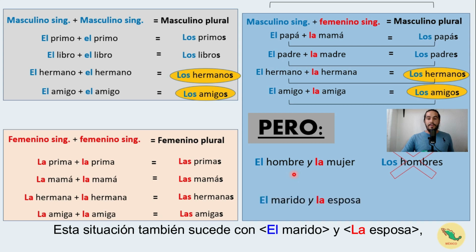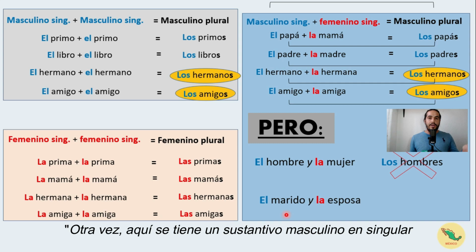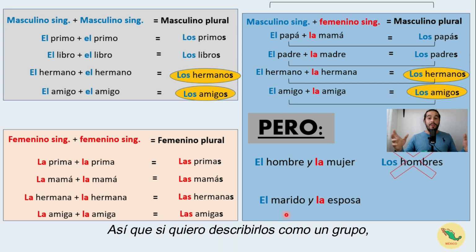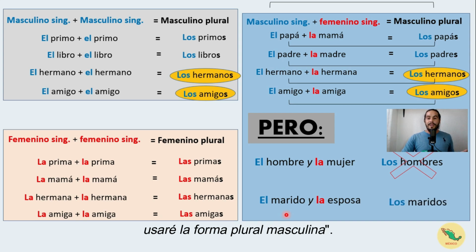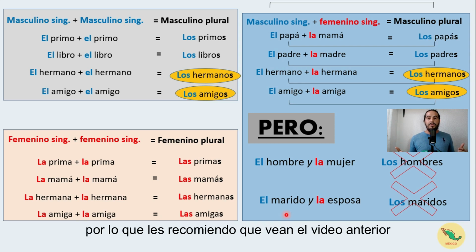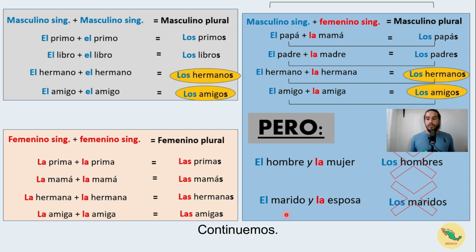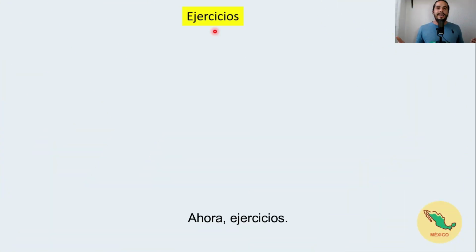Also, this situation happens with el marido y la esposa. Husband and wife. So you may think, here I have again a singular masculine noun and a singular feminine noun. So if I want to describe them as a group, I will use the plural masculine form. And then you may say los maridos, which is incorrect. So you have exceptions to this rule, and I recommend you to watch the previous video, because you will learn about these specific nouns. So let's continue. Now, ejercicios.